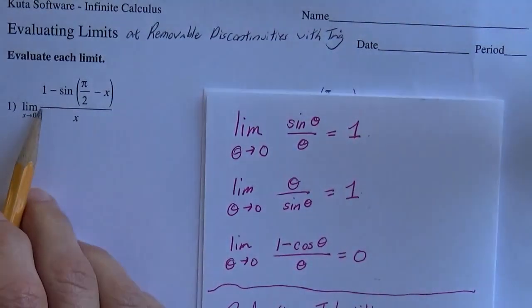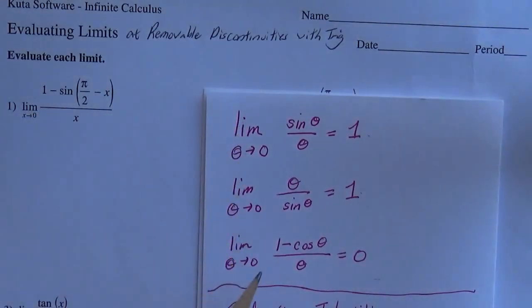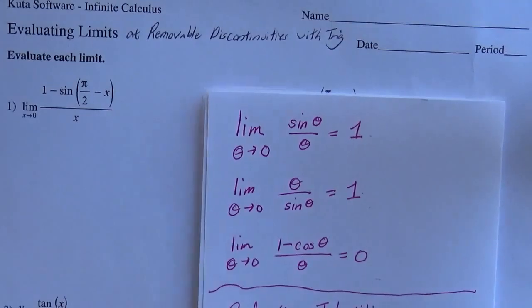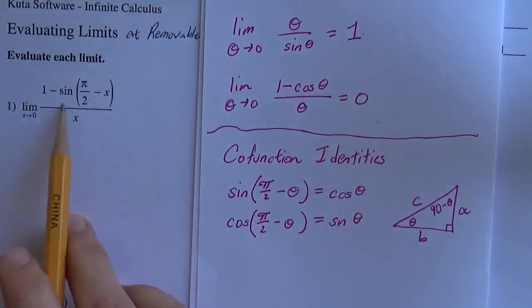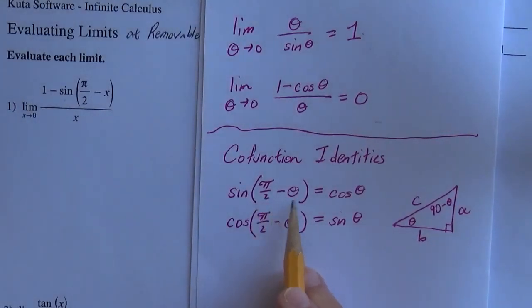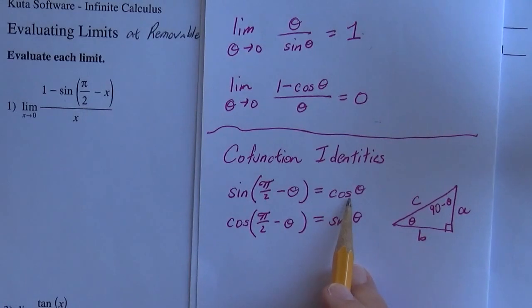So you're looking at this one and you're like, well, crud, that doesn't look like any of these. So this worksheet throws a couple identities at you. This here is your cofunction identity. The sine of pi halves minus an angle is the same as the cosine of that angle.